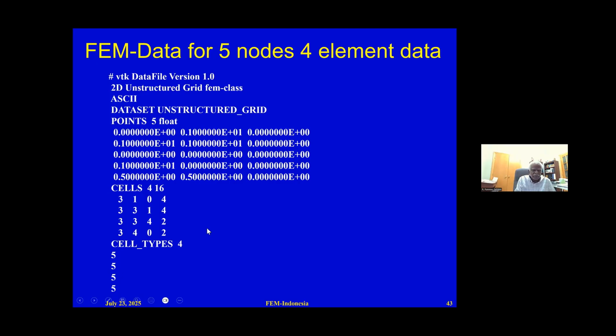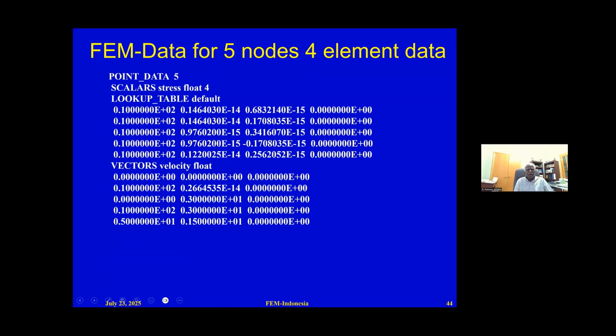Cell type: for different unstructured grids, there are different types of cells, as they call it in ParaView. In this case, the number is 5. So there are 4 elements, and that's what that 4 is, and 5 is put there.